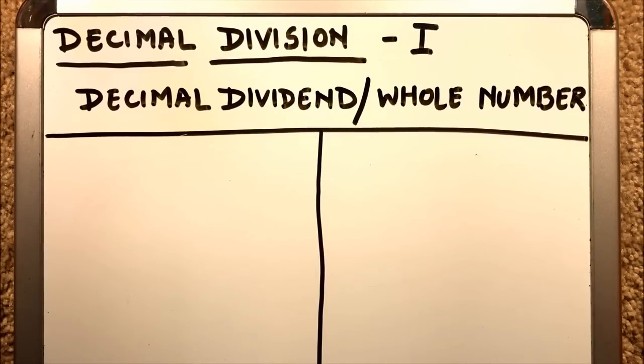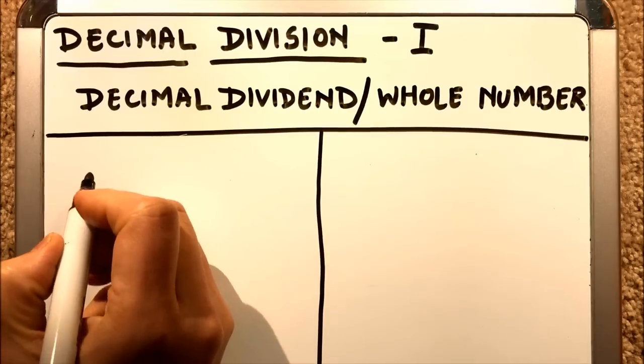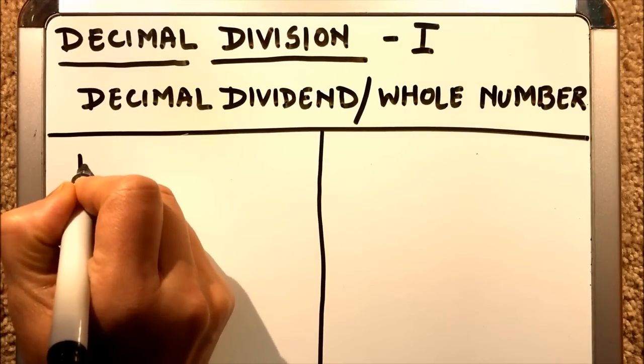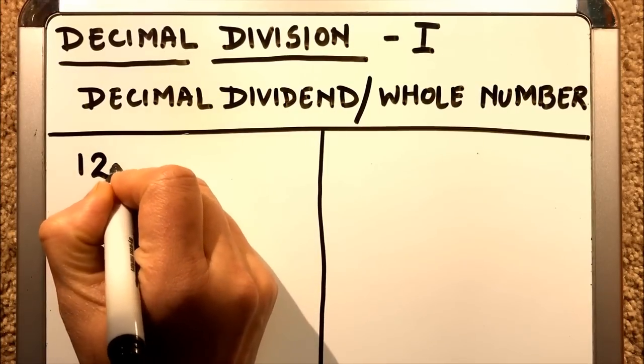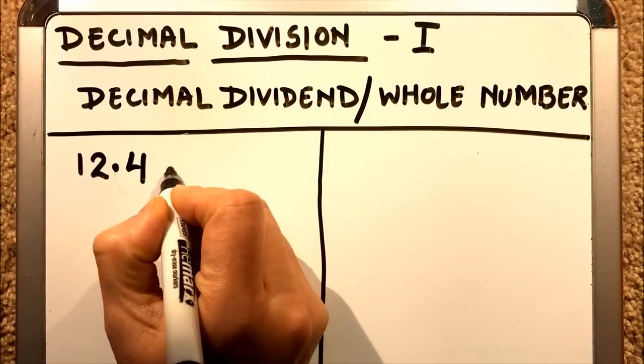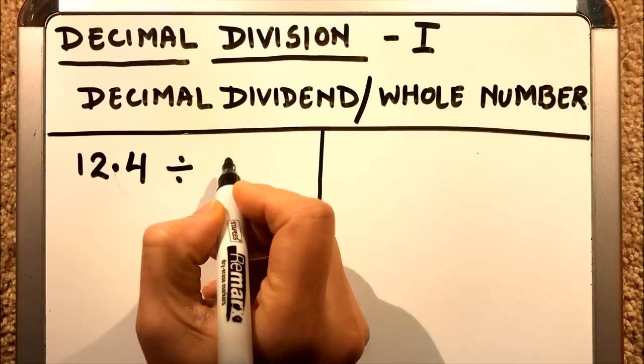So this is part 1 in the series of videos about decimal division I am going to make. So let's get started. Let's take an example, a quantity 12.4, a decimal number, divided by 8.